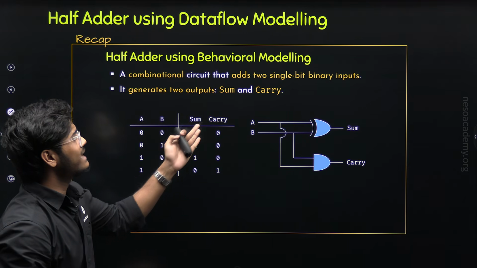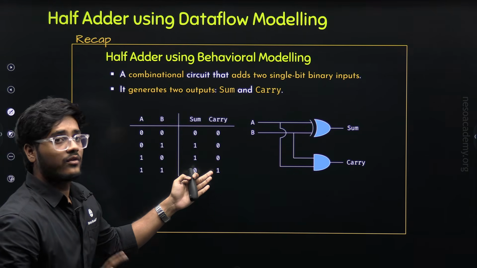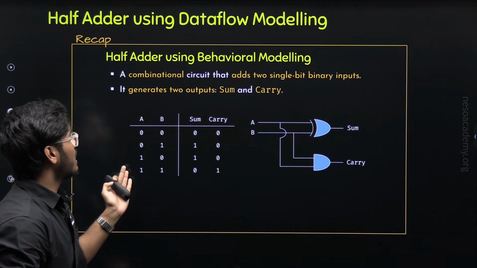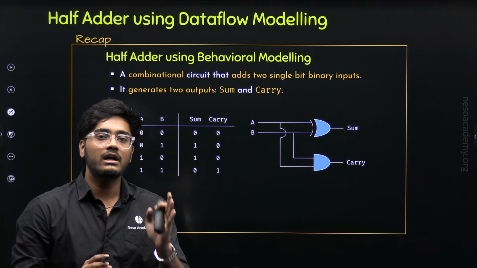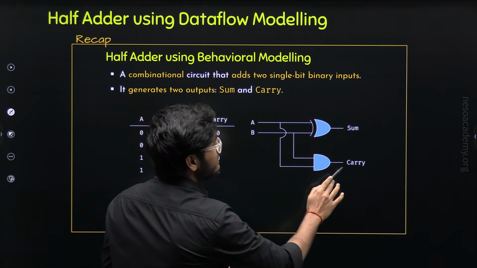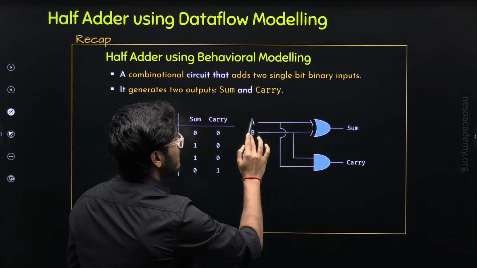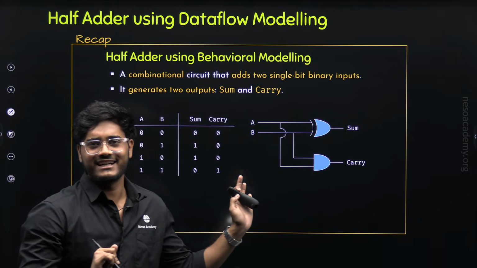Now for the output carry, it is very simple. Here we can see that carry is high when both inputs are equal to 1, which means carry is equal to A and B. And in the logic diagram, we can clearly see that carry is equal to A and B that we have already constructed.